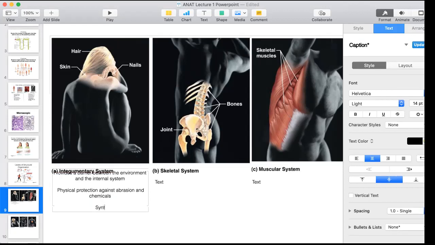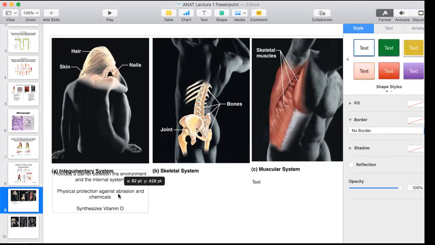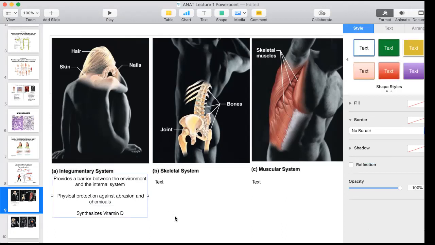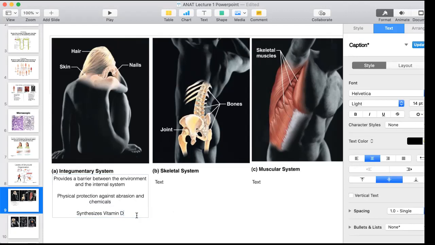Also, it synthesizes vitamin D, which is a hormone. And I know you're saying, wait a second, what's a vitamin and what's a hormone? Well, some of you already know. A vitamin is something that our body needs in order to synthesize other compounds. A hormone is a signal molecule. We talk about that a lot in physiology. A signal molecule that tells cells to do something.